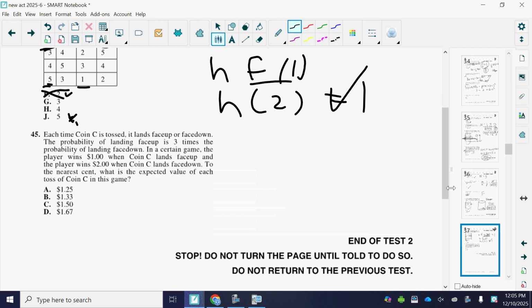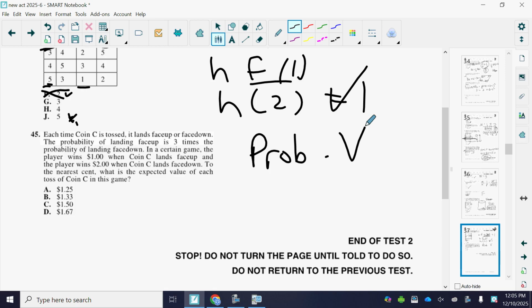And look how we ended with an expected value. Expected value is the probability times the value. Did I go over that with y'all? If I flip a coin and it lands heads and we win $10, what's the expected value? 1/2 times 10. So what's this?